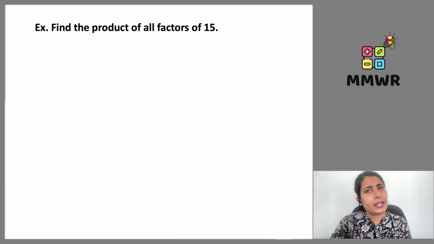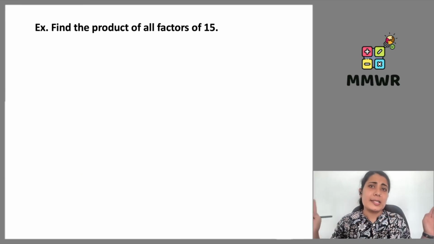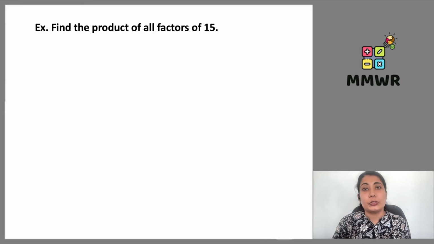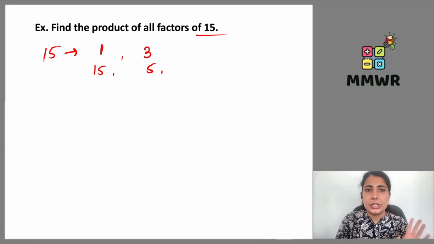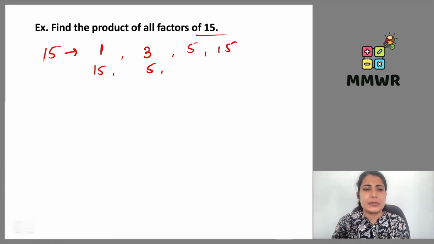If we want to find the product of all the factors of any number, the product will be a very big number, right? So what we will be doing is finding the product of all the factors of 15. So 15 is the number I have taken here. The first factor is 1, then the last factor is 15, then 3, then 5. So a total of 4 factors are there: 1, 3, 5, 15.